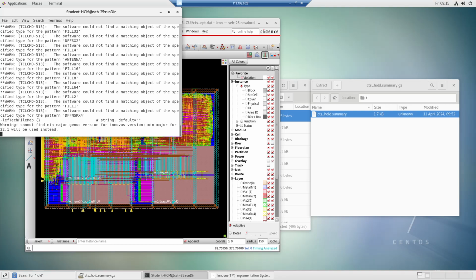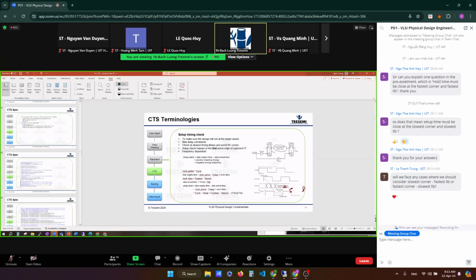So I haven't seen the slowest corner, fastest library. There usually are fast, min, typical. When we do PD closing, we usually deal with extreme corners. But the STA deals with a lot more corners than we do in terms of checking different corner cases. Ping, Phil, do you want to add any comment on this?